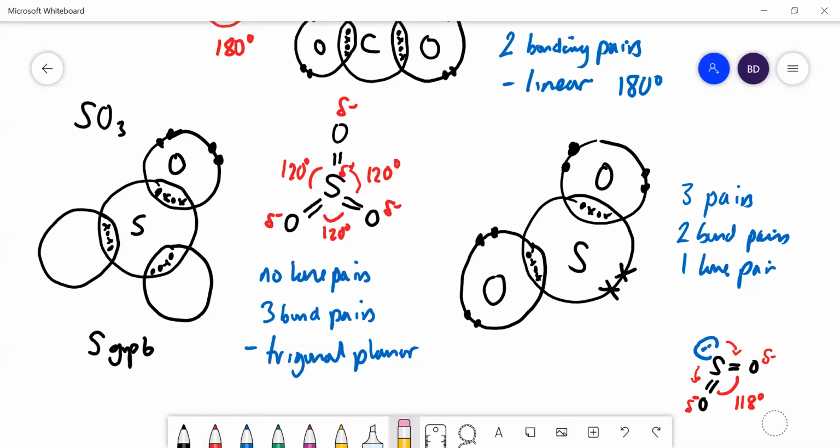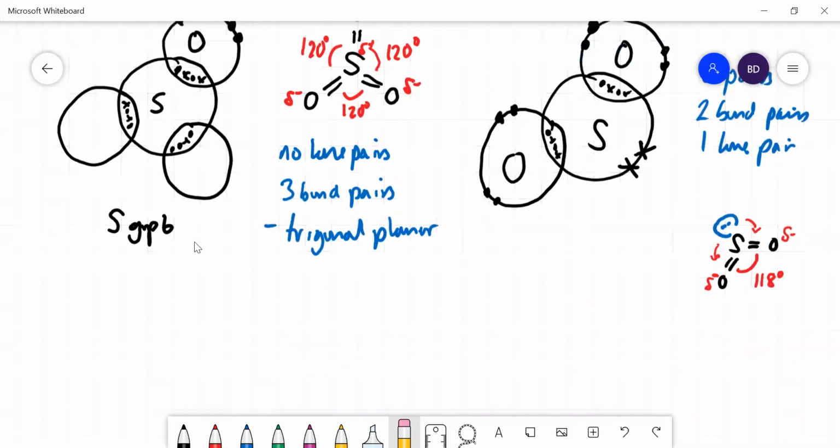So that's just a brief discussion of the effects of double bonds, or how they affect the shape of molecules. And the rule is just treat them like a single bond and proceed as normal.